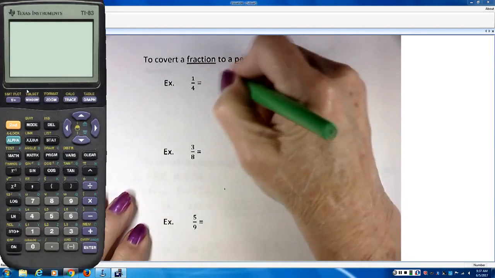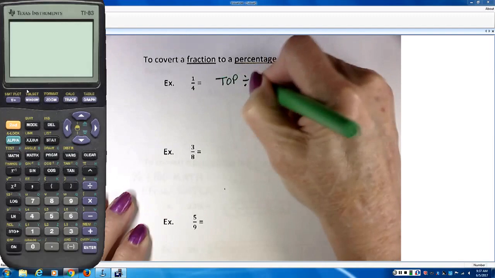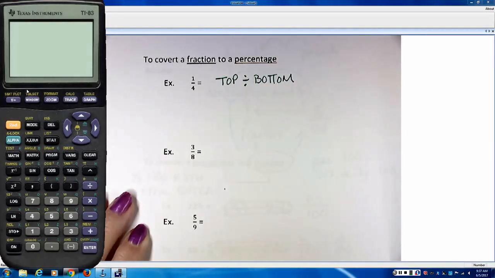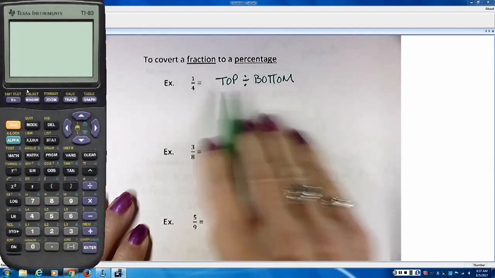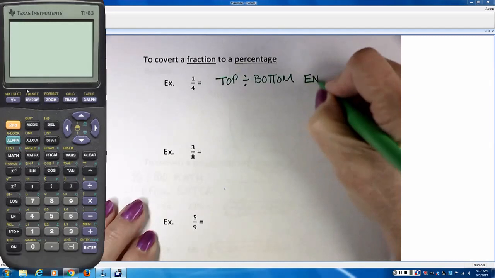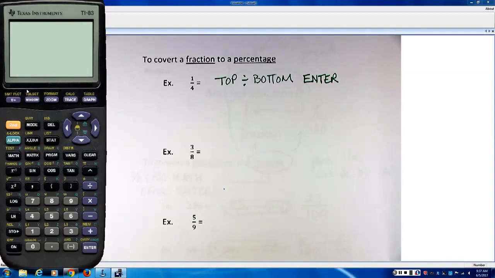you take your fraction, and it's top divided by bottom. The fancy math words are numerator divided by denominator. Top divided by bottom. And just hit enter. Okay? So 1/4. 1 divided by 4, and it changed it to a decimal.